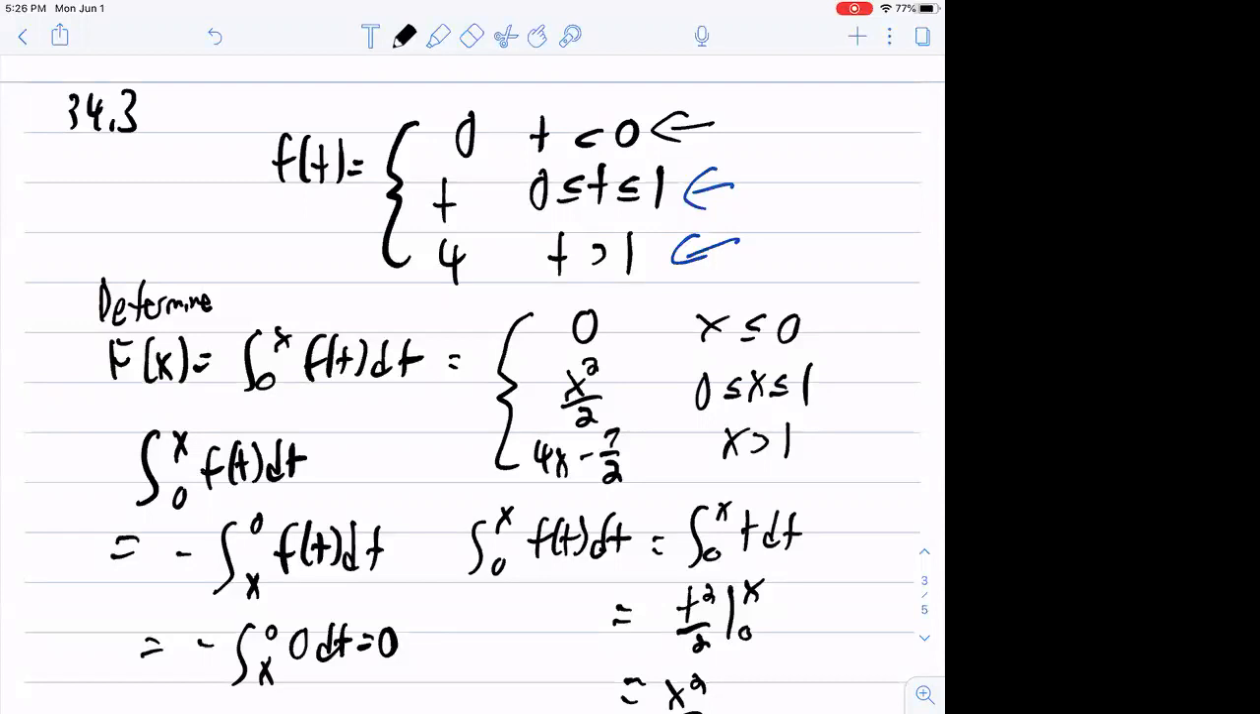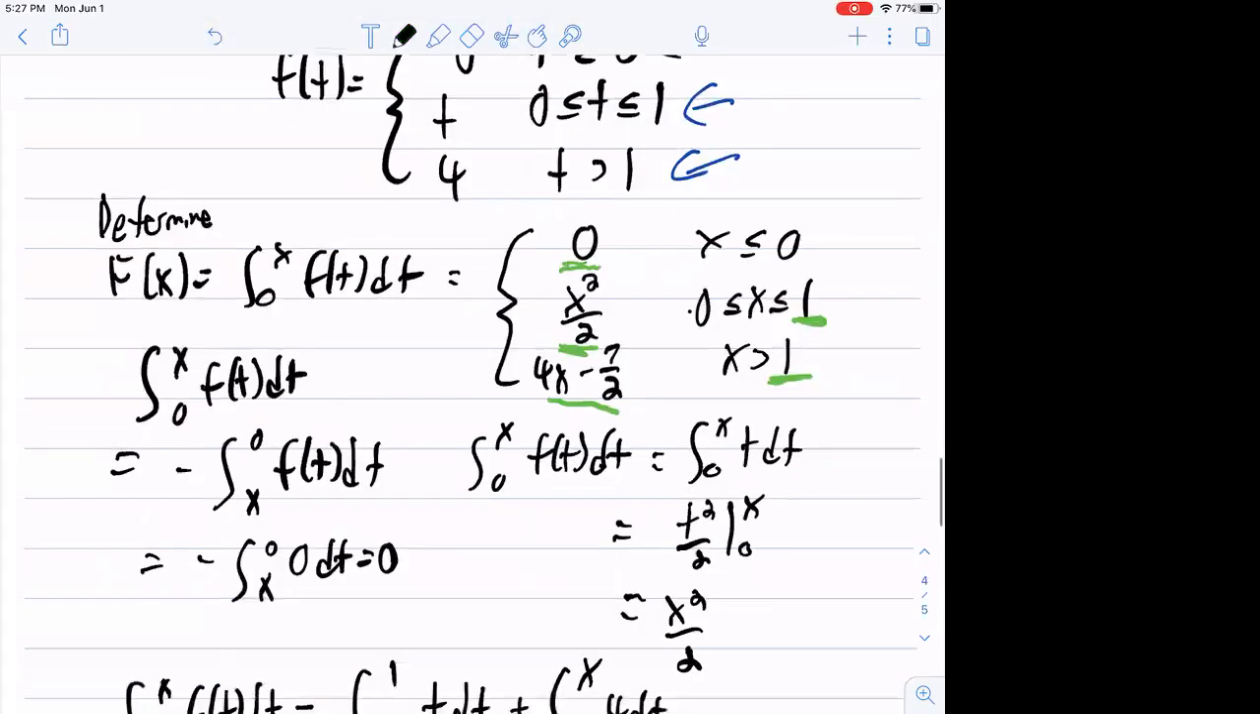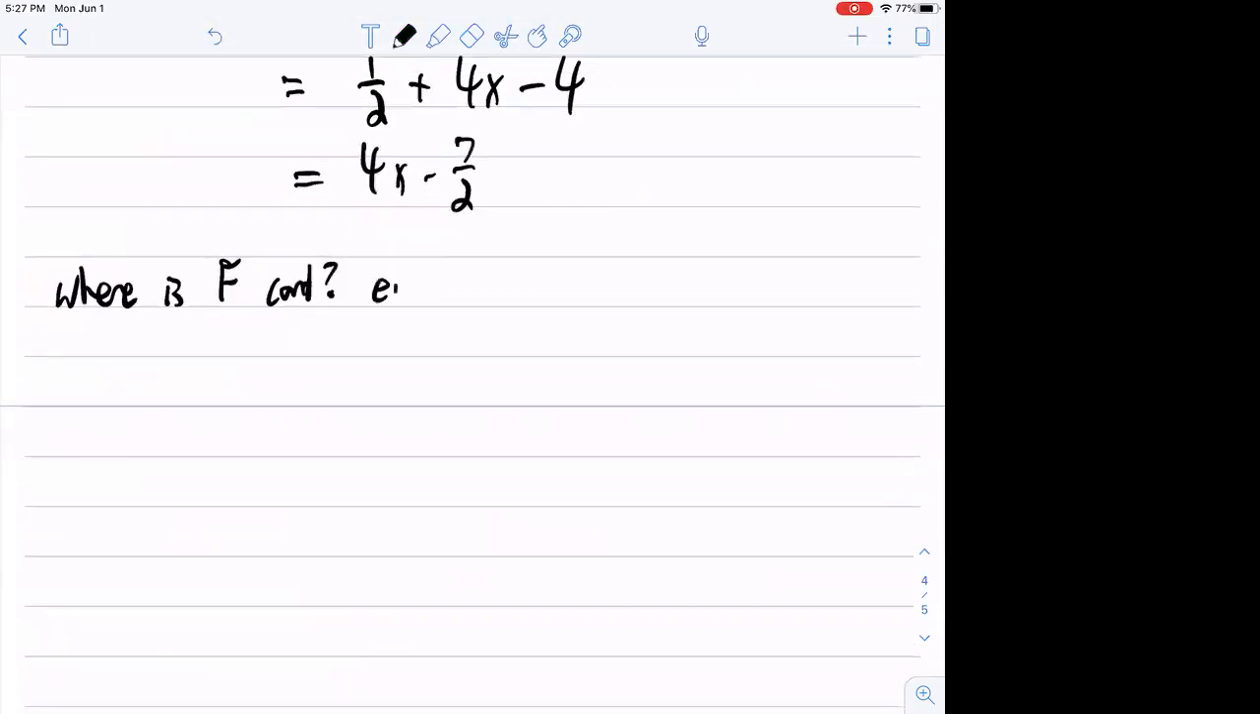So to check it doesn't jump, just plug in 0, right? So at 0, let me just use green. At 0 from the left, it's 0. At 0 from the right, it's still 0 because 0 squared over 2 is 0. So it's continuous at 0. Let's check 1. So at 1, this is 1 squared over 2, which is a half. And at 1, this is 4 minus 7 over 2. Yeah, that's a half. So it's actually continuous everywhere.